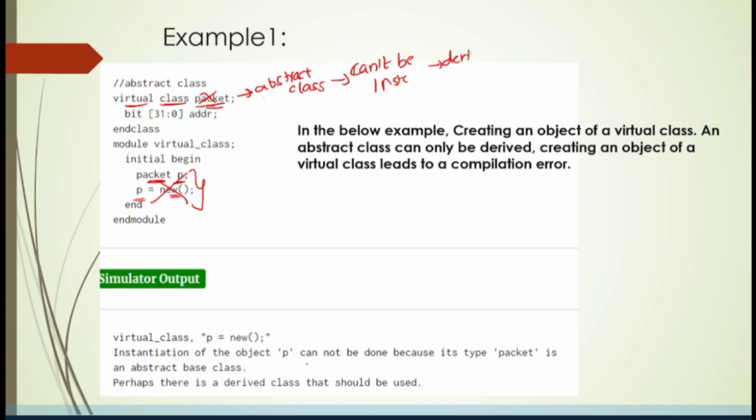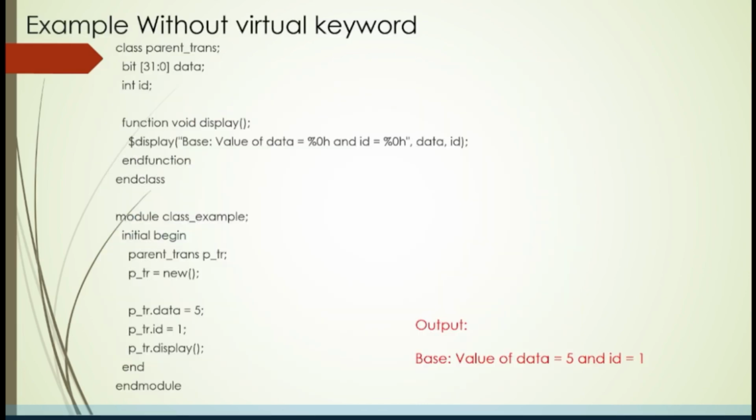Have you seen this? You can't instantiate the object because its type packet is an abstract base class, which is nothing but a virtual class. We also call this a virtual class or abstract class. Both are the same. Many of you are asking me the doubt, what is the difference between abstract class and virtual class? There is no difference. Some call it virtual class and some call it abstract class. Both are the same. This is about the virtual class.